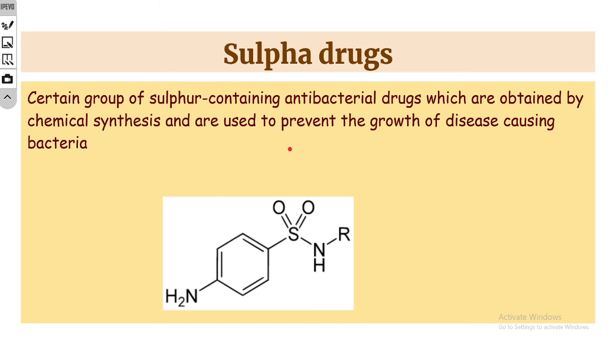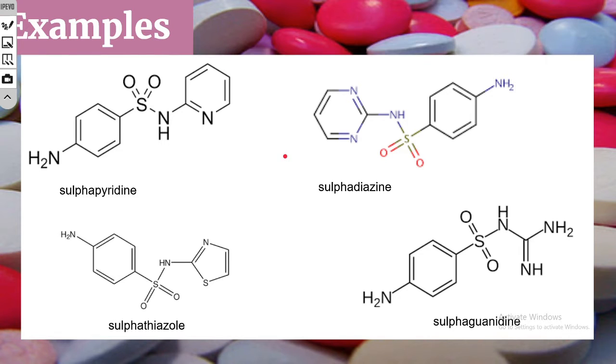Now we are going to see some examples of sulfur drugs. This is sulfapyridine. Here, instead of this R group, there is a pyridine. In sulfadiazine, this is the diazine group. In the case of sulfathiazole, this is the thiazole group. Then sulfaguanidine has the guanidine group. These are some examples of sulfur drugs.